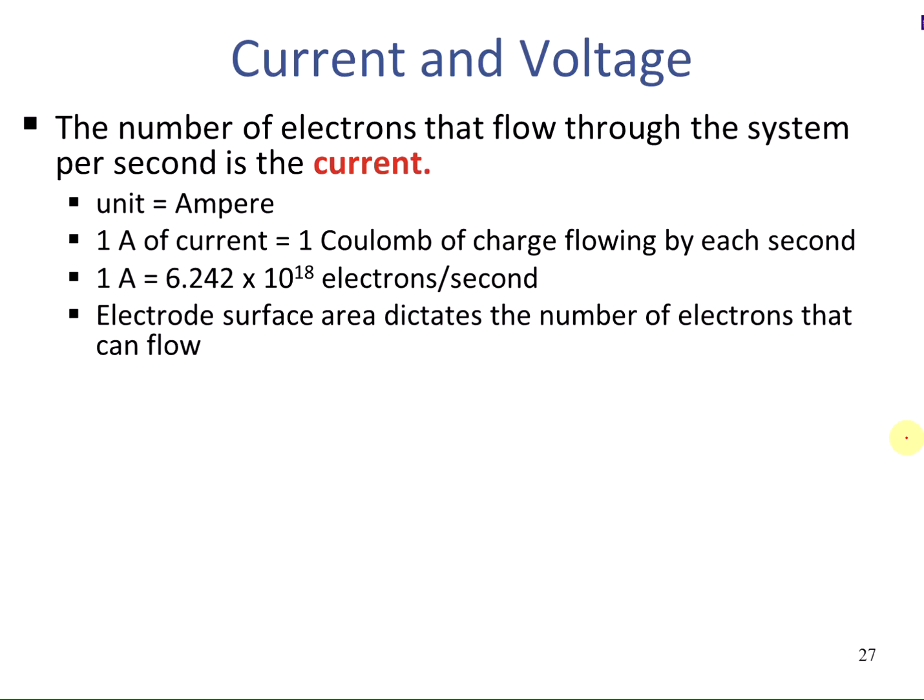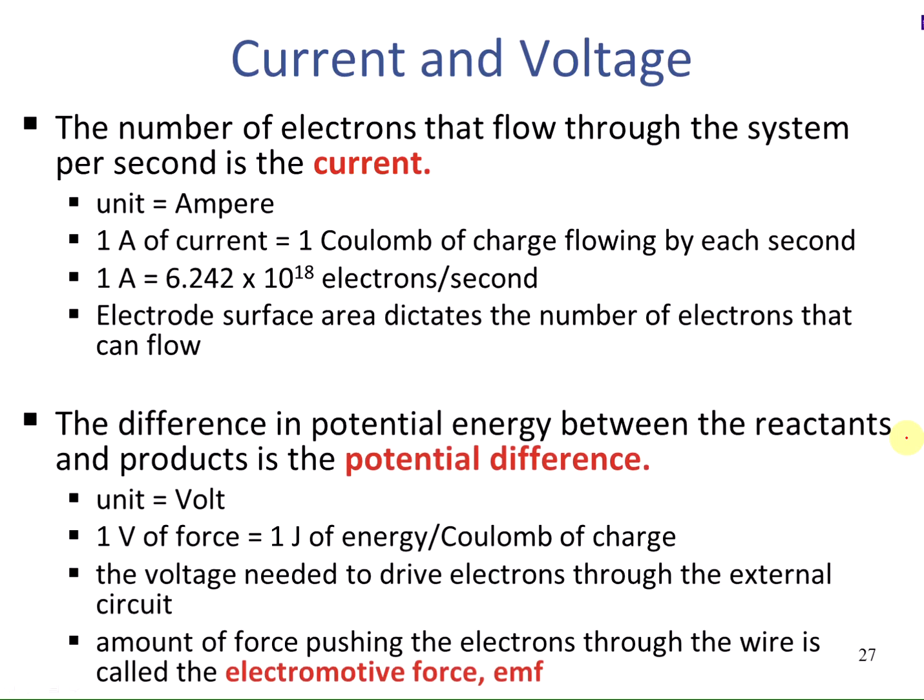And the electrode surface area dictates the number of electrons that can flow. So the larger the surface area, the more electrons that can flow. Now the difference in potential energy between the reactants and products, that's the potential difference, and that's where we're talking about the voltage. And that unit is the volt. So 1 volt of force equals 1 joule of energy per coulomb of charge.